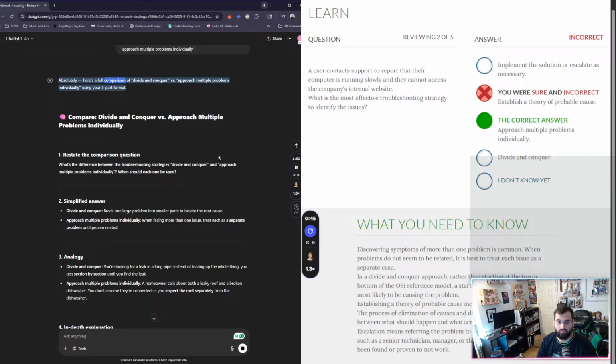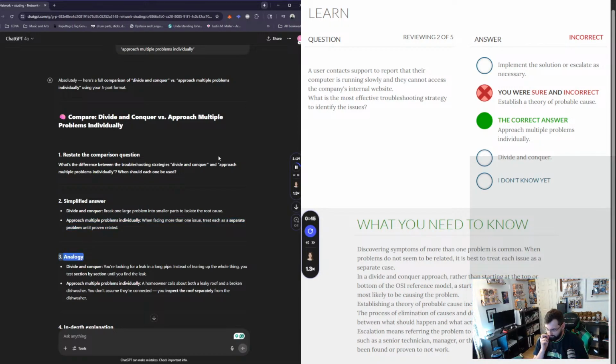Absolutely. Here's a full comparison of divide and conquer versus approach multiple problems individually using your 5-part format. Compare divide and conquer versus approach multiple problems individually. 1. Restate the comparison question. What's the difference between the troubleshooting strategies divide and conquer and approach multiple problems individually? When should each one be used? 2. Simplified answer. Divide and conquer. Break one large problem into smaller parts to isolate the root cause. Approach multiple problems individually. When facing more than one issue, treat each as a separate problem until proven related.